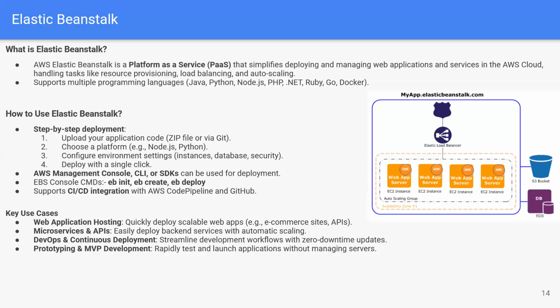What are the key use cases of Elastic Beanstalk? Mainly it is used for web application hosting. We can also use it for microservices and API hosting. And mainly we can use it for DevOps and continuous deployment. Then if we have a prototype or an MVP that needs to launch rapidly, we can use this to rapidly launch any kind of application.